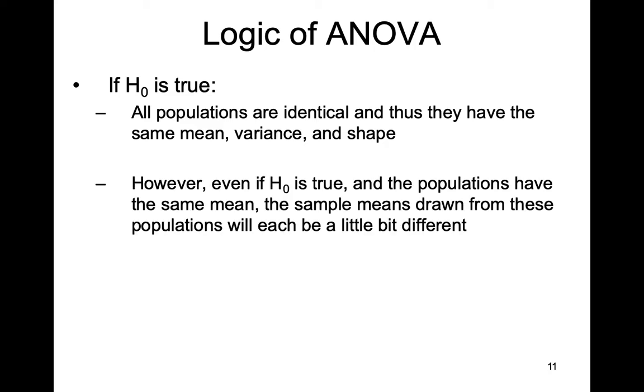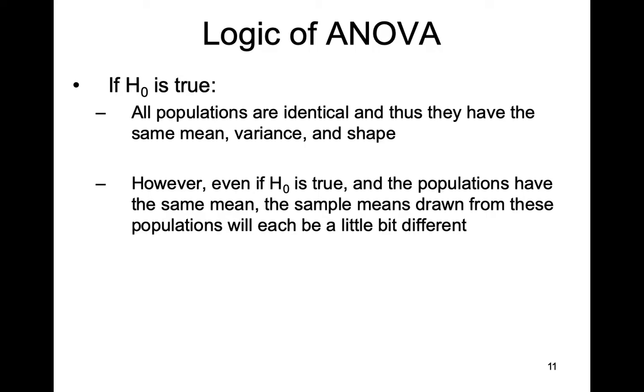However, even if the null hypothesis is true and the populations have the same mean, sample means that are drawn from these populations will each be a little bit different. And that's the concept of sampling error, because a sample is a subset of the population. When we take a subset of the population, any statistic that we calculate is likely to be in error to some degree from the true population parameter. That is, a sample mean is likely to differ to some extent from the true population mean, mu.